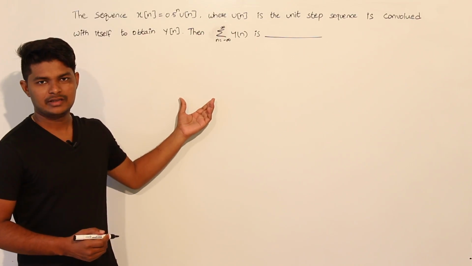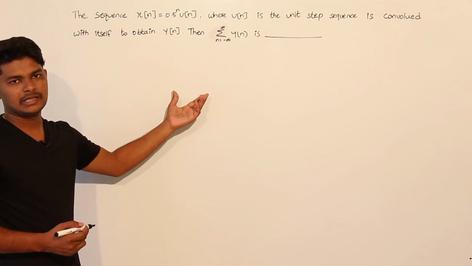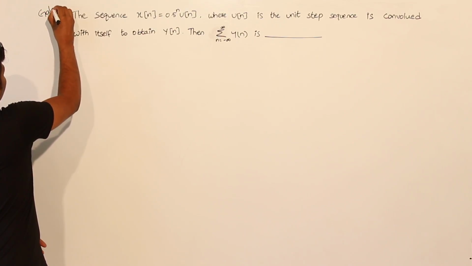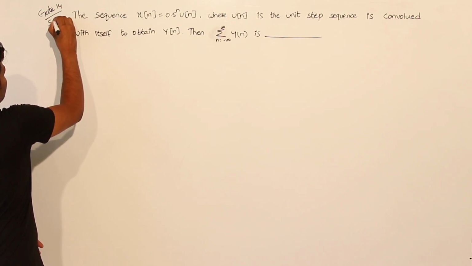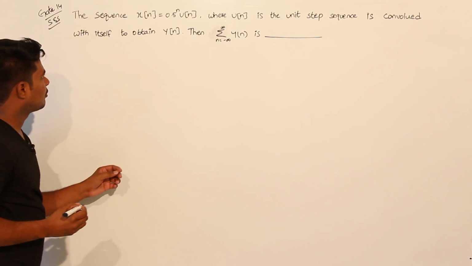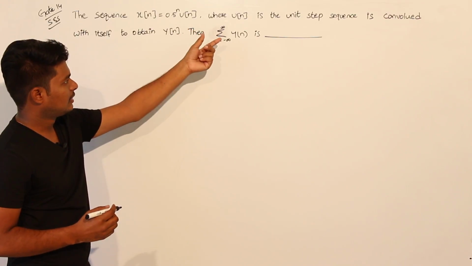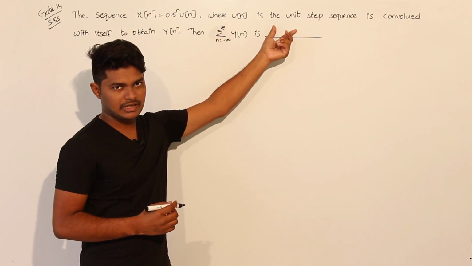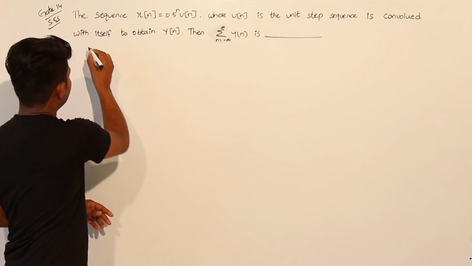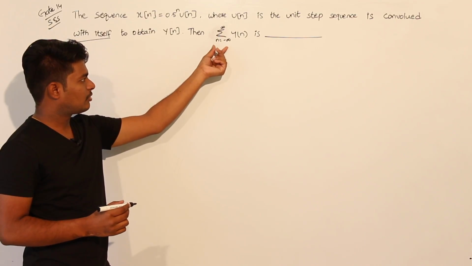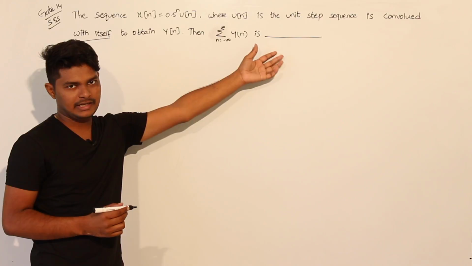Now see this question. This question was given in GATE 2014 in the subject Signals and Systems. I'll read the question. The sequence x of n equal to 0.5 power n u of n, where u of n is the unit step sequence, is convolved with itself to obtain y of n. They are asking: the summation n equal to minus infinity to infinity of y of n is dash.